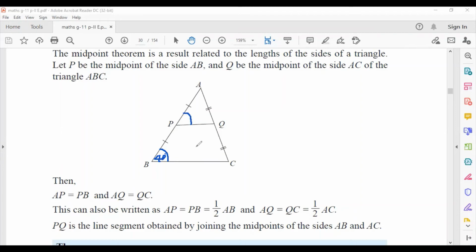Why? This midpoint theorem says PQ is parallel to BC. If these two sides are parallel, then angles APQ and ABC become corresponding angles. Corresponding angles are equal if these two sides are parallel. Therefore, this should be 40 degrees. Understood? Yes.